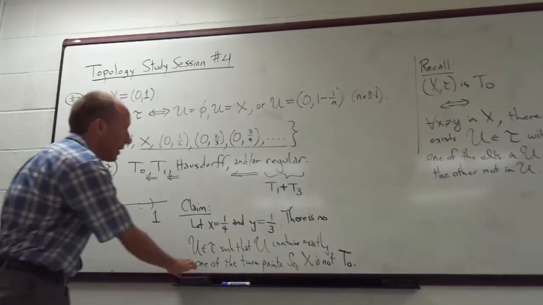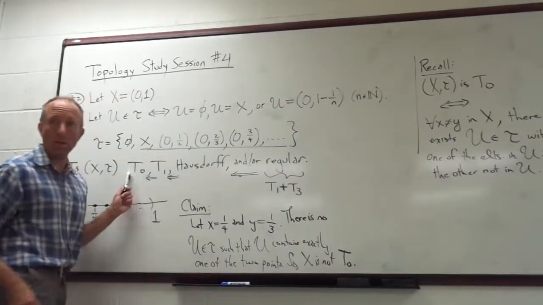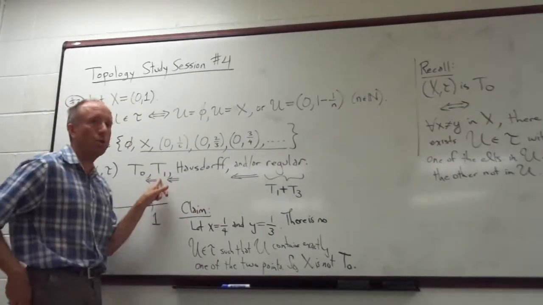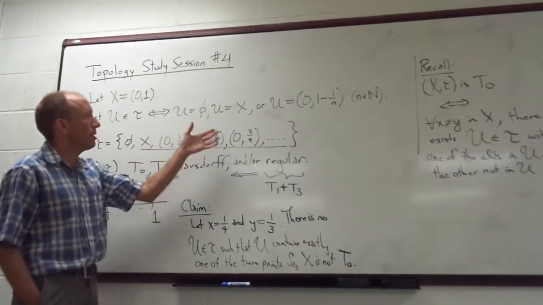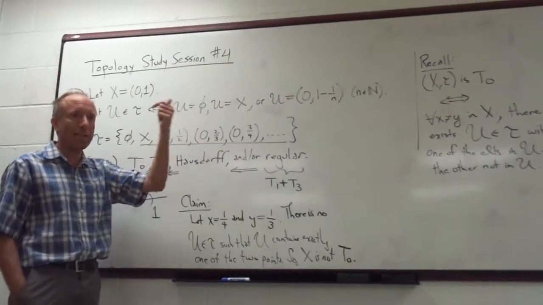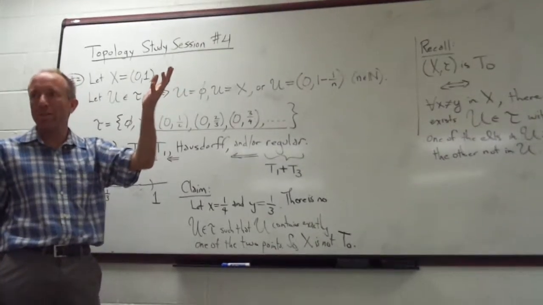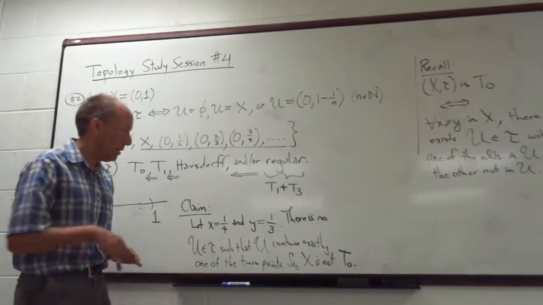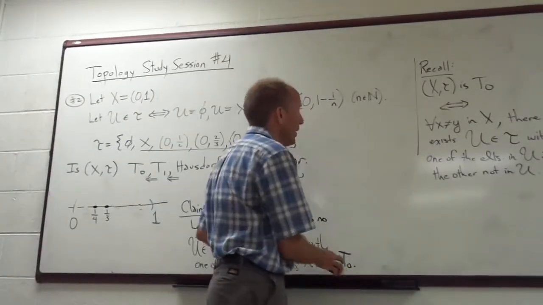Pretty easy. Okay, I'm going to go ahead. And if it's not T0, then it's also not T1. It's not Hausdorff. It's not regular. Remember that T1 just means that singletons are closed. Well, you can definitely see that singletons are not closed here. If you take a single point, its complement is not going to be one of these intervals. So singletons are not closed, so it's not T1, definitely.